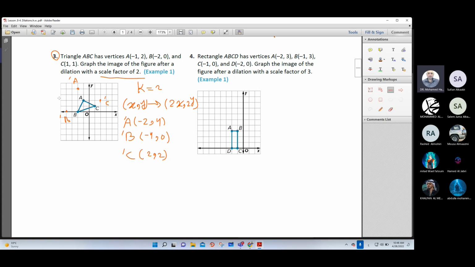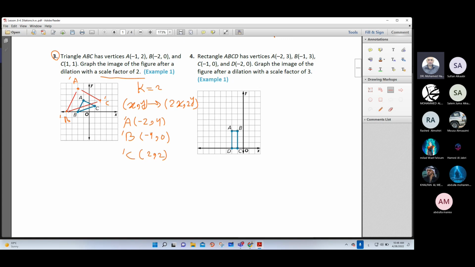Then we can match between the vertices. As you see, we have the same figure, here triangle and here triangle, but we have dilation here, we have enlargement, the scale factor will be 2. Who has any question about this exercise?